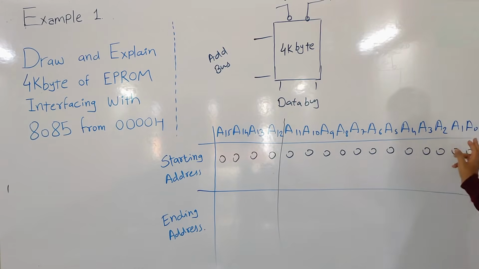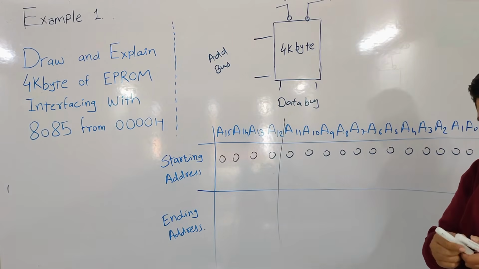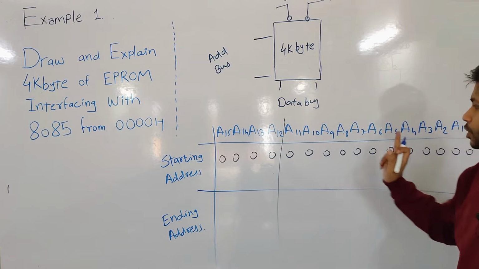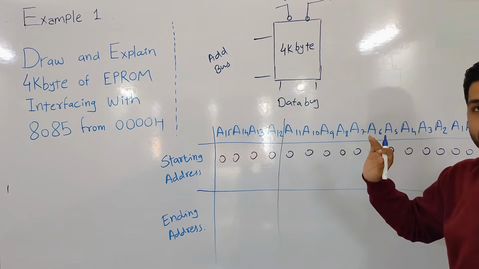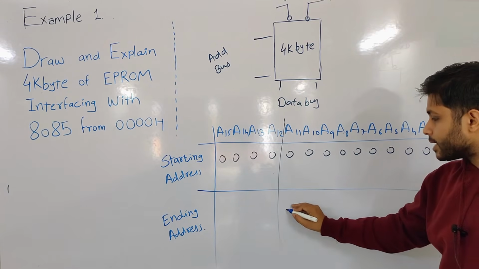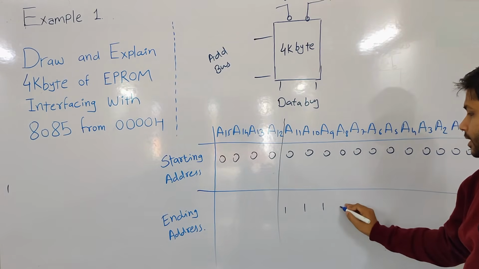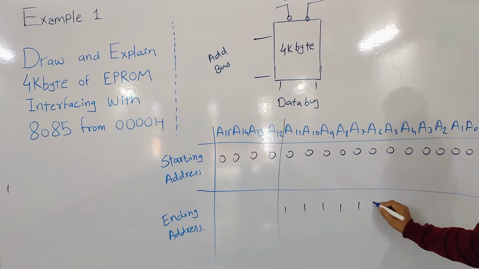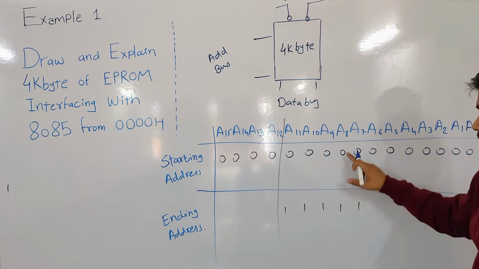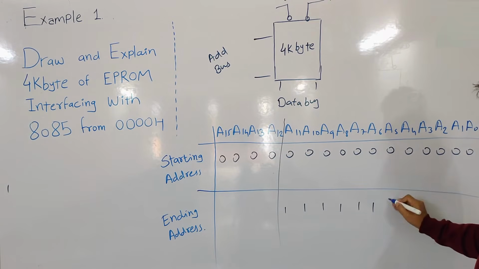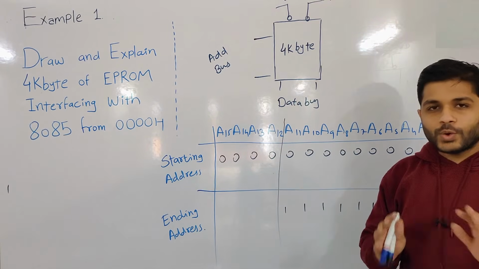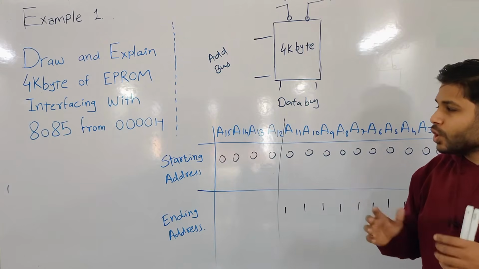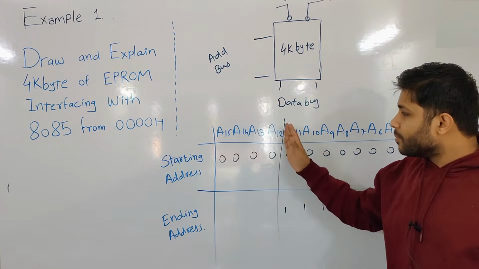So to find the last address, we will set A0 to A11, which are the address lines required for 4K byte memory, to 1. So we will set all the bits to 1 1 1 1 1 1 1 1 1 1 1 1. Okay, students, now you may be thinking: sir, what to put for the remaining address lines, which are A12 to A15?